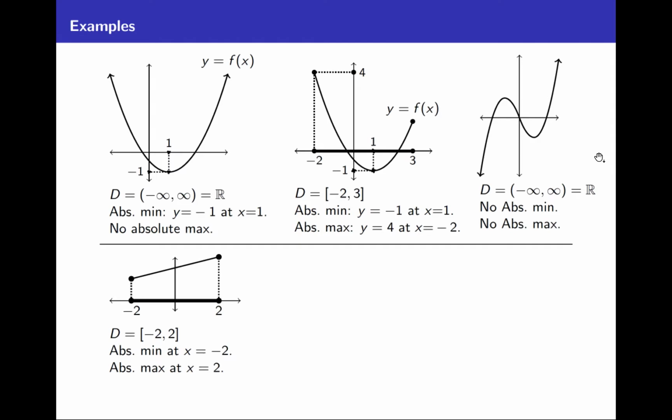More examples. Here we have a linear function on the closed interval from -2 to 2. Oh, this is easy. You can see right there you have an absolute minimum at x equals -2. That's as low as you get. And you have an absolute maximum at x equals positive 2. That's as high as you get.